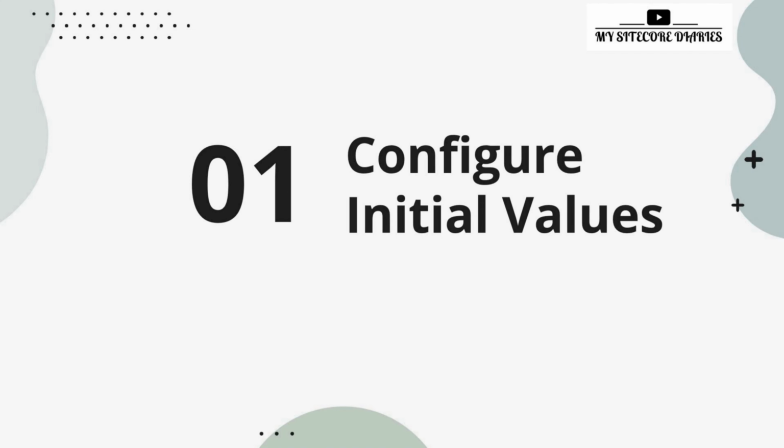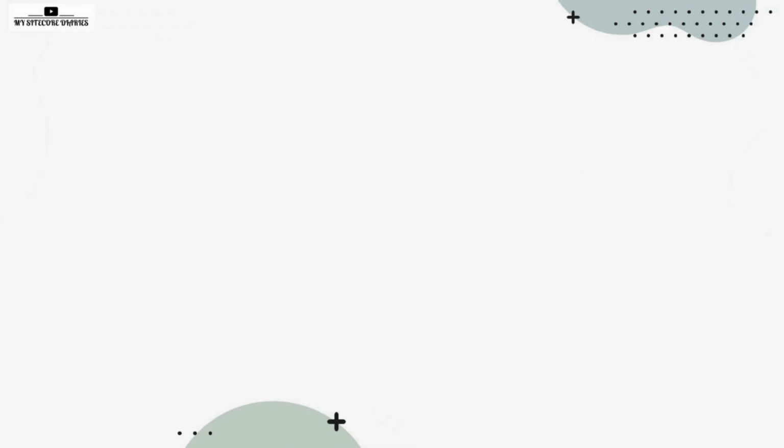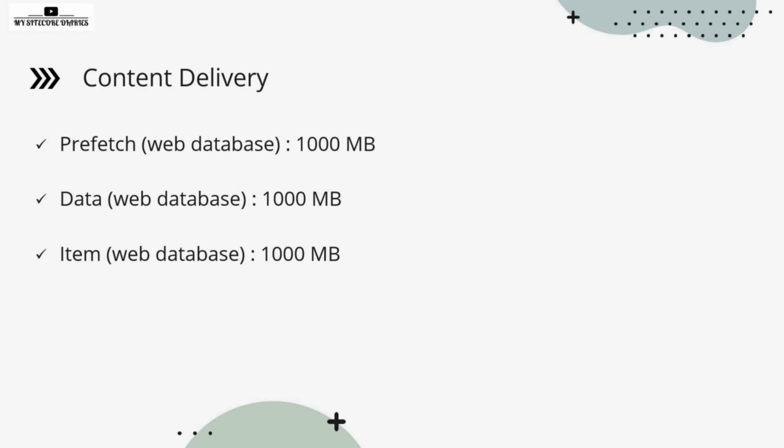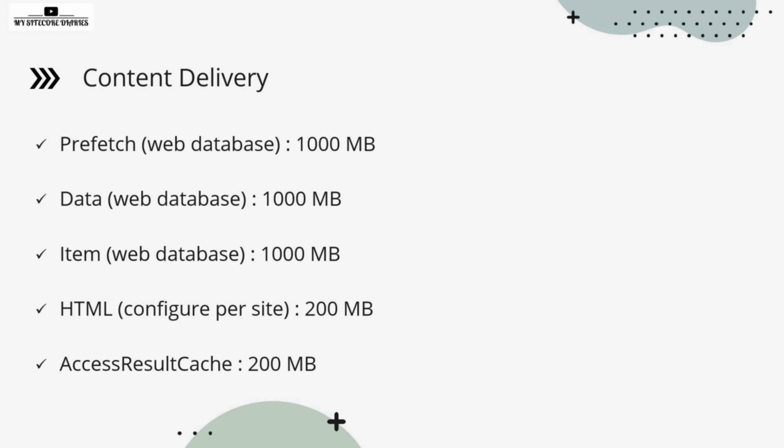First, configure the initial values. So you have content delivery servers. On those, what is the initial value which you can set up? The prefetch cache you have, that is for your web database. In the content delivery you can have 1000 MB. Then for the data cache, again for the web database, that will be 1000 MB. Then the item cache 1000 MB, HTML cache 200 MB per site, and then access result cache 200 MB. This is the configuration which you can see for the content delivery, the initial values of the cache.